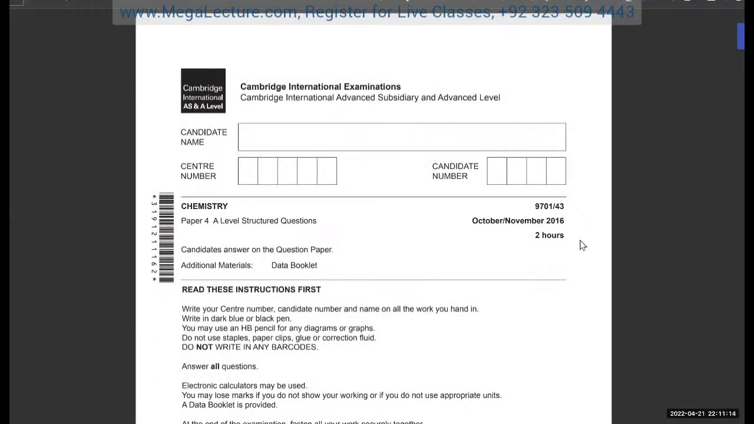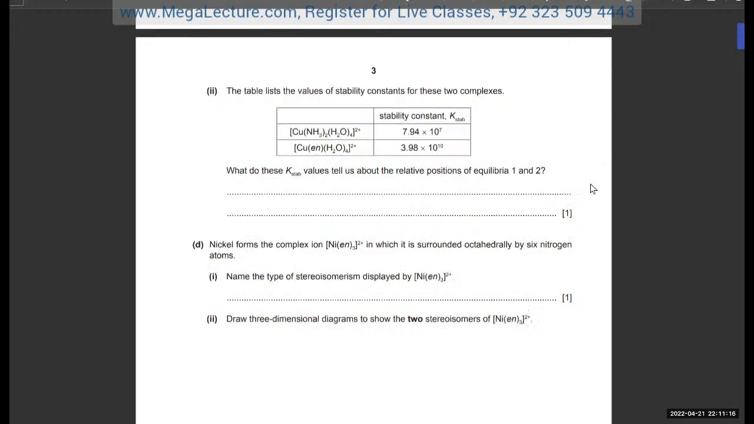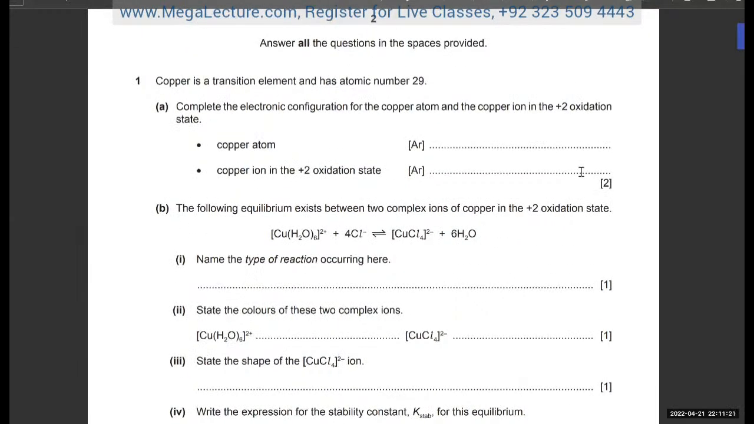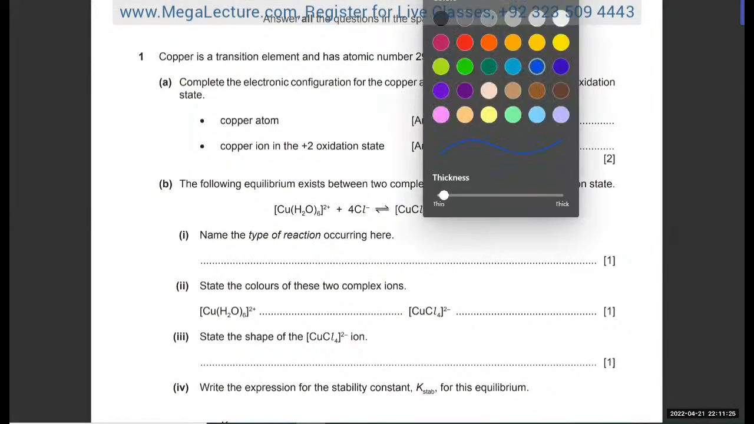Okay, so we're going to start with the first question, which is on transition metals. So let's start with this one.